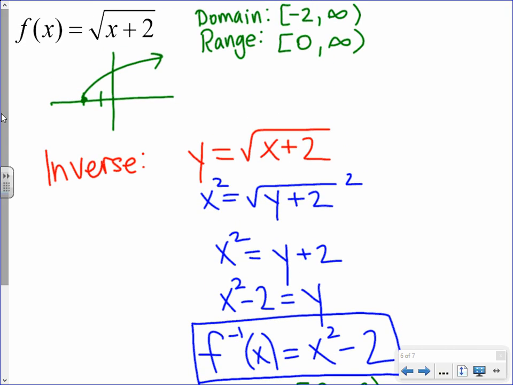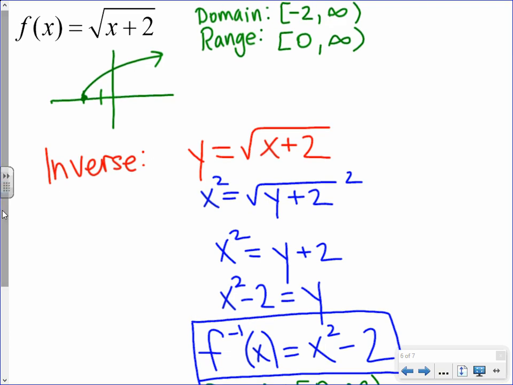What do we start with? We started with the square root, right? So when we reflect a square root about that line y equals x, we're going to get only half of the parabola. Okay? It is important for you to think about the domain and range of the original function.